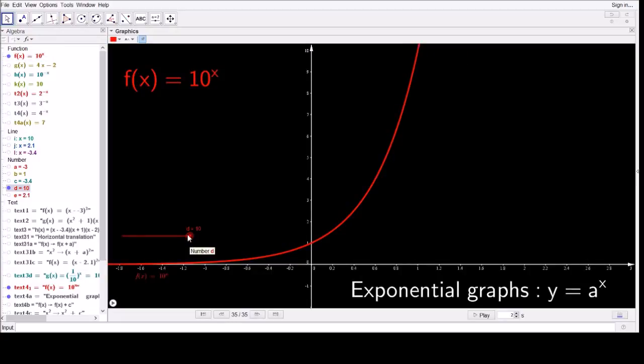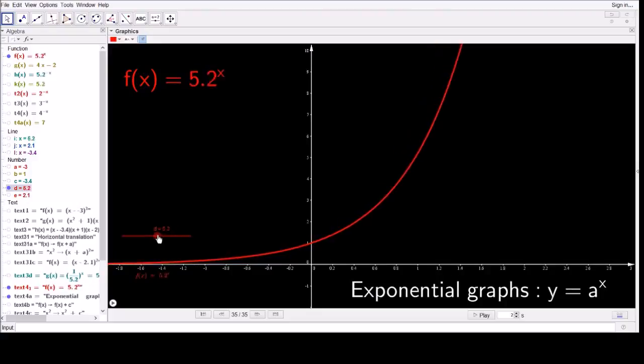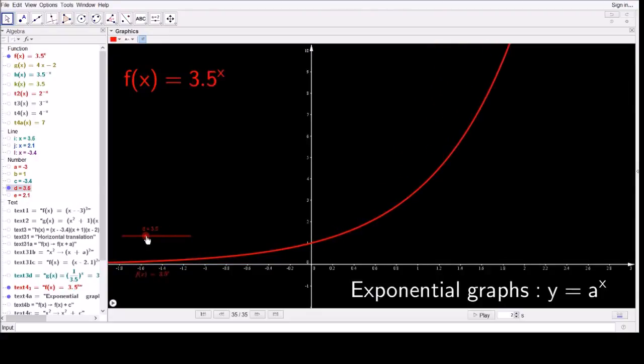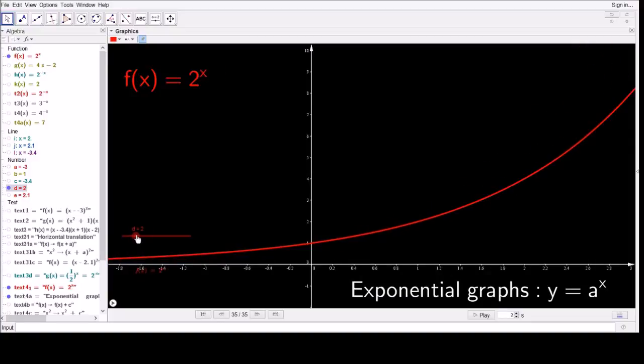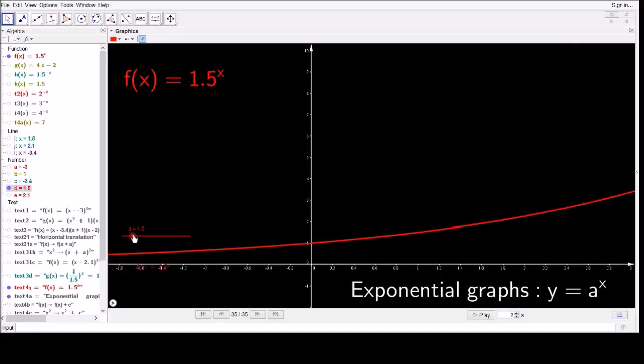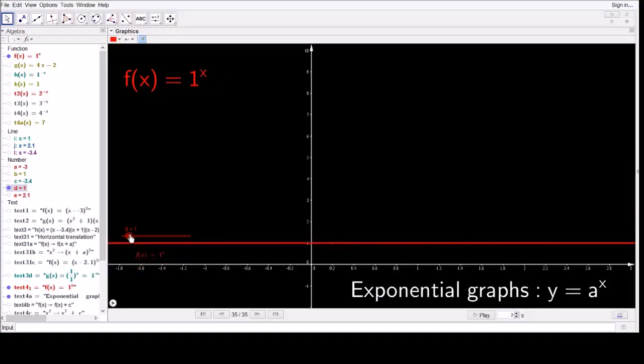What do you think will happen if the base is equal to 1? Shall we have a look and find out? So we'll slowly come back down to 1. You can see it's curving less steeply upwards. It would still win the race to infinity though. Let's go back down to 1. Okay, so we have a horizontal line going through y equals 1. And that's to be expected because 1 to the power of x, no matter what value x takes, will always give us 1.